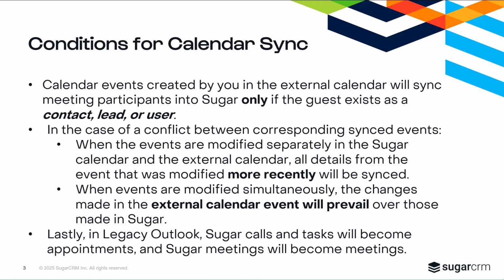Calendar events you create in your external calendar will sync meeting participants into Sugar only if the guest exists as a contact, lead, or user. In the case of a conflict between corresponding synced events, if the events are modified separately in the Sugar and external calendars, the most recently modified version will sync. If both events were modified at the same time, the external calendar's changes will override those in Sugar. Lastly, in Legacy Outlook, Sugar calls and tasks will become appointments, and Sugar meetings will become meetings.